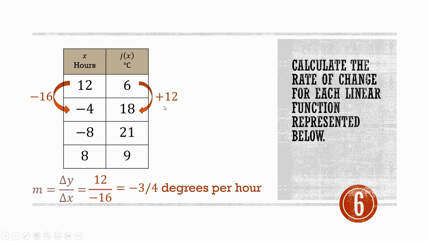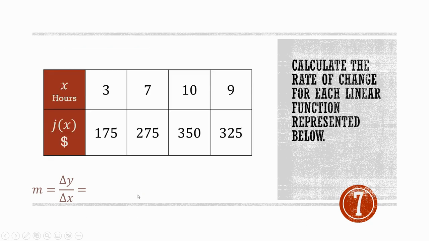We find our change in y, we put it over our change in x, and that's our rate of change. For this one, x is in hours, j of x, our y, is in dollars. To get from 350 to 325, it's negative 25. If I'm going to pick these two to find the change in, for my table, I need to pick the same two that go with those two.